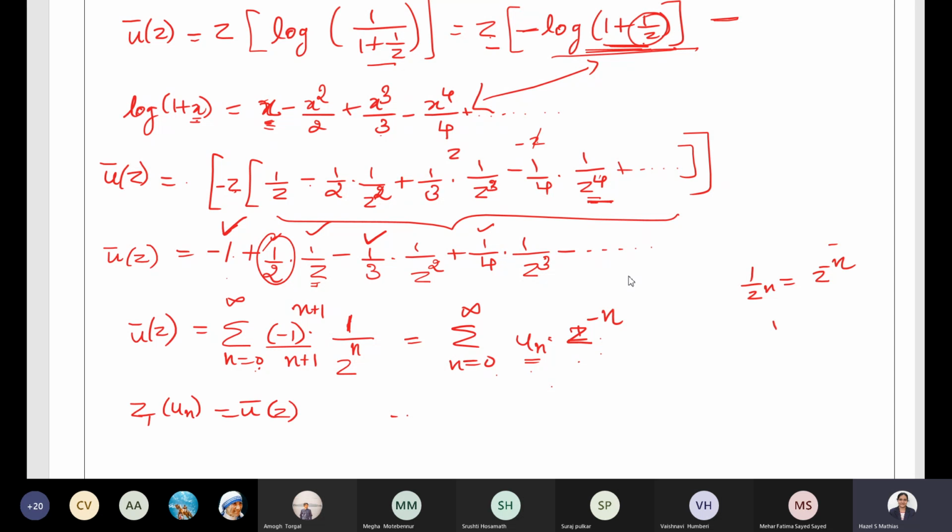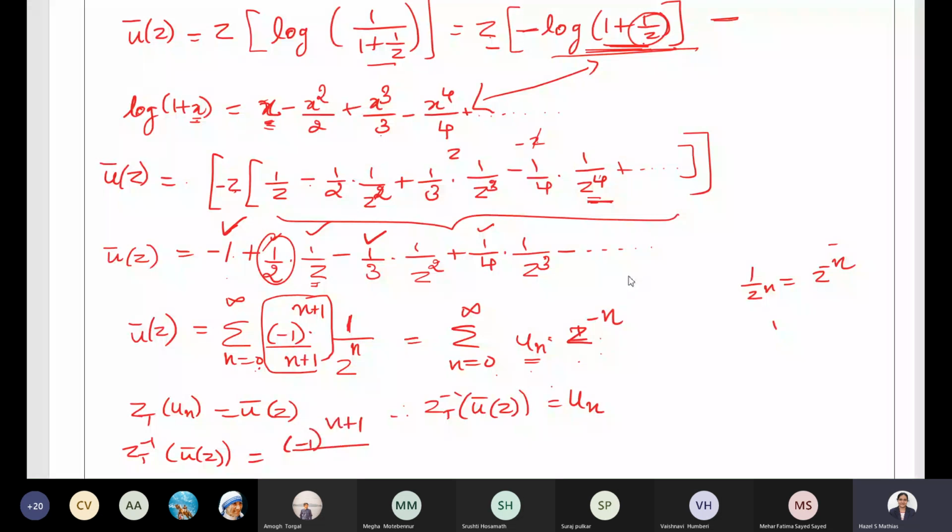So what will be the inverse z transform of u bar of z? It will be un. So z inverse of u bar of z is un. What is un? This term is our un, that is minus 1 power n plus 1 divided by n plus 1.